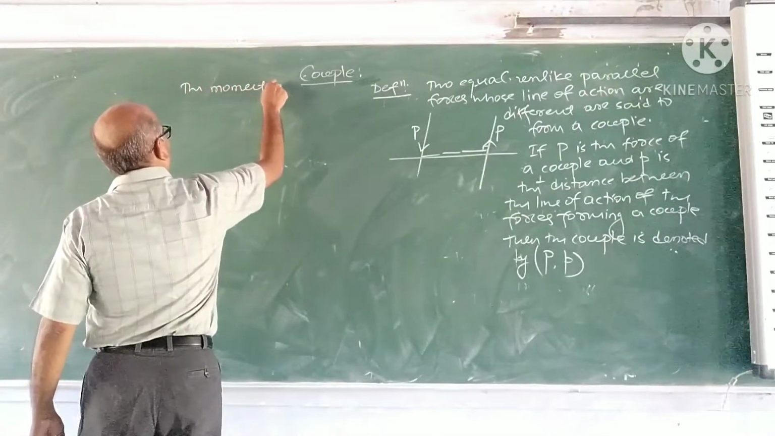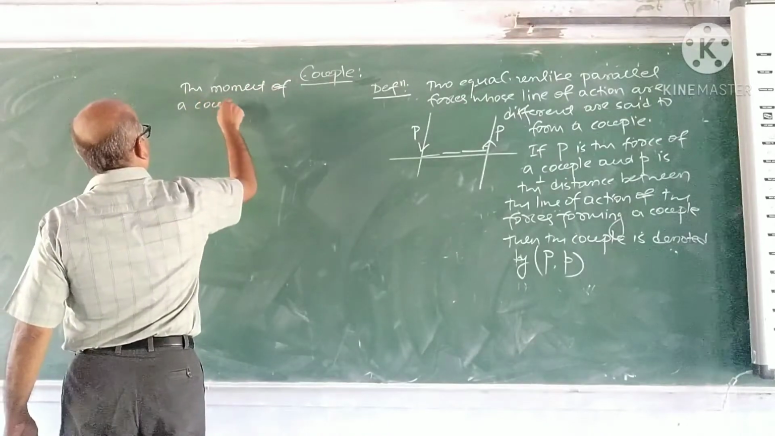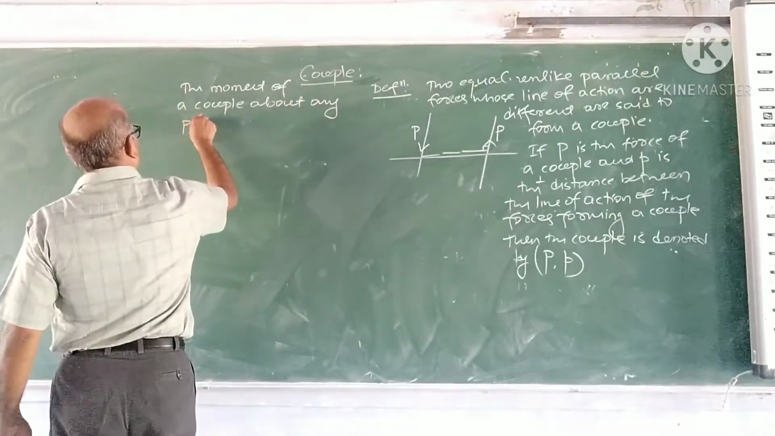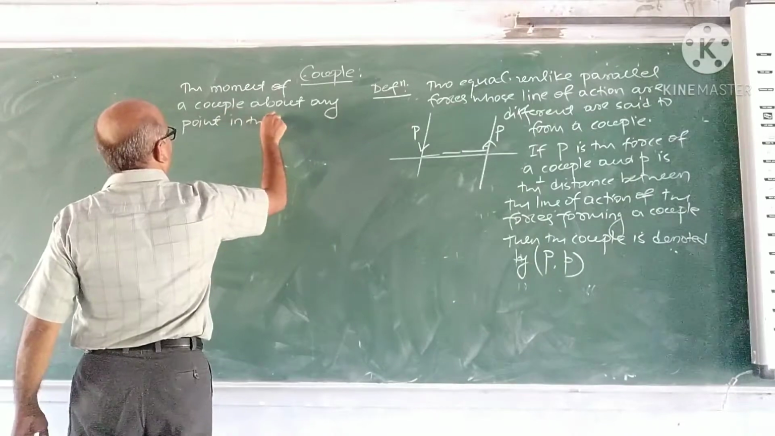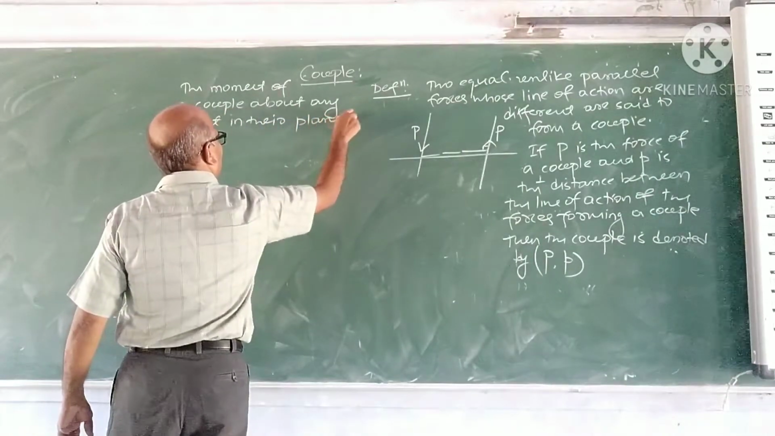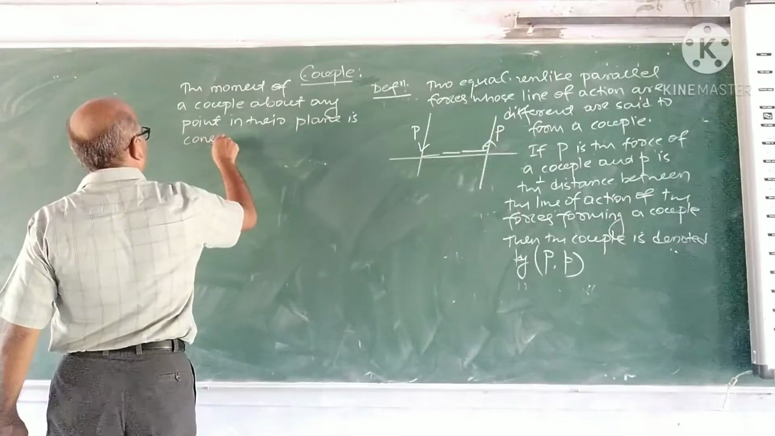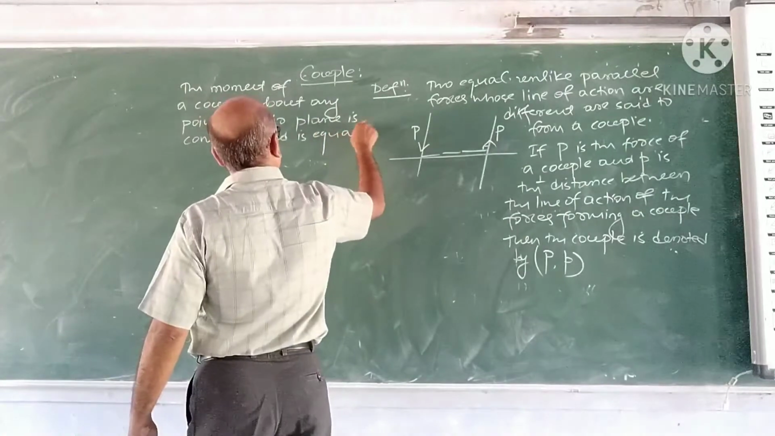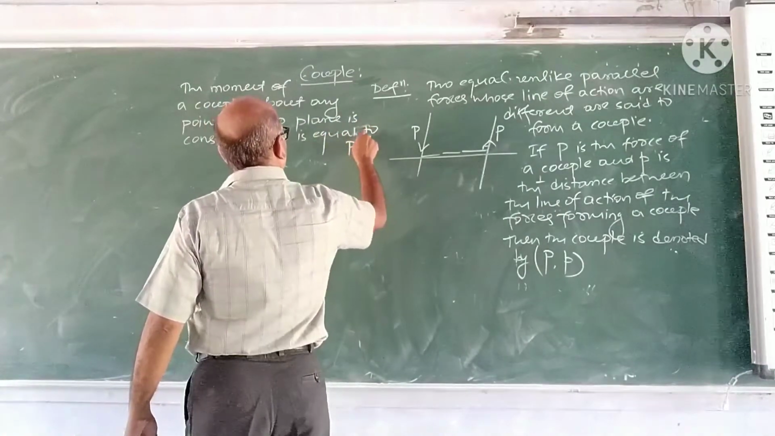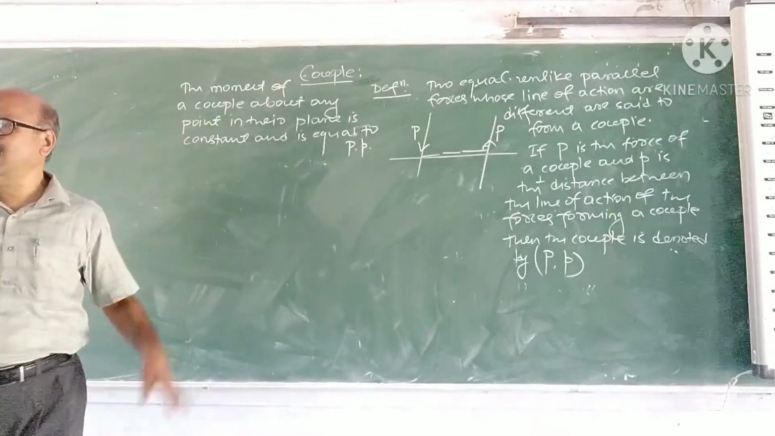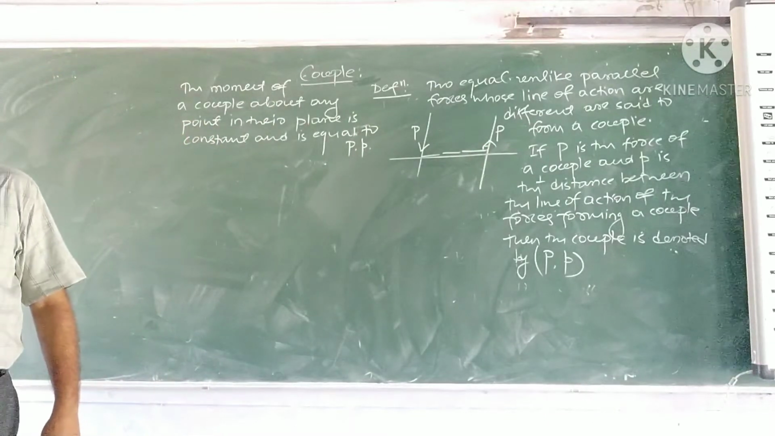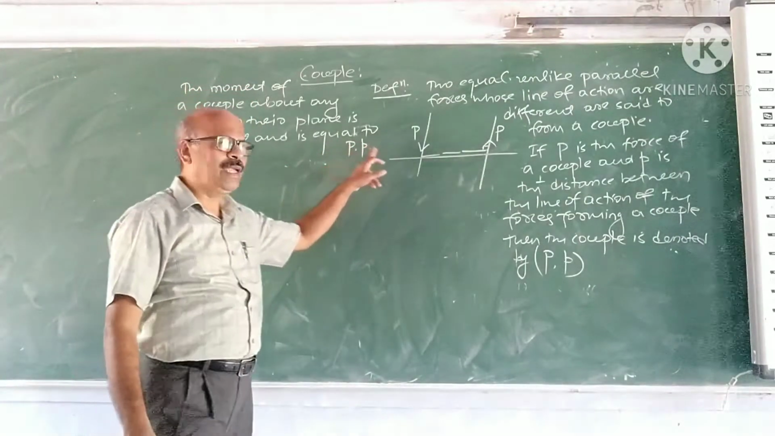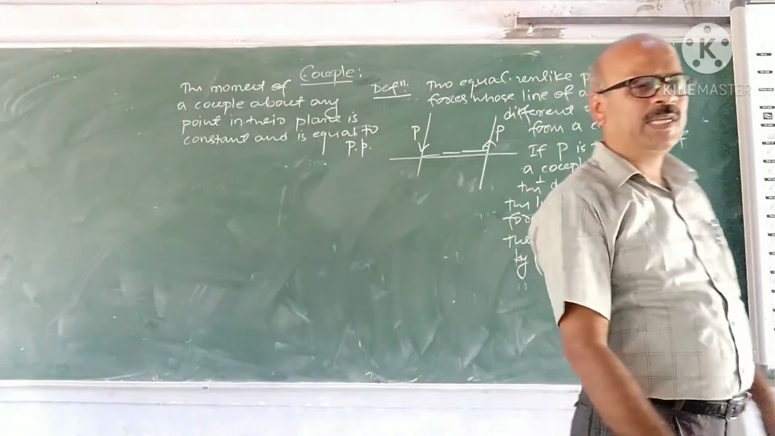The moment of a couple about any point in their plane is constant and is equal to capital P into small p. All these things I have already explained in the last period. What is the moment of a couple? It is capital P into small p. Small p is the arm of the couple.